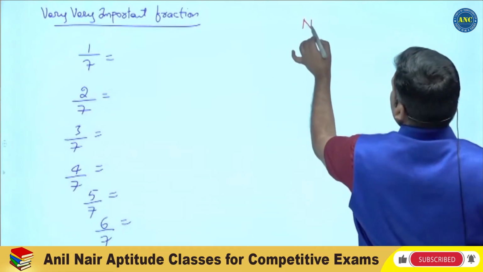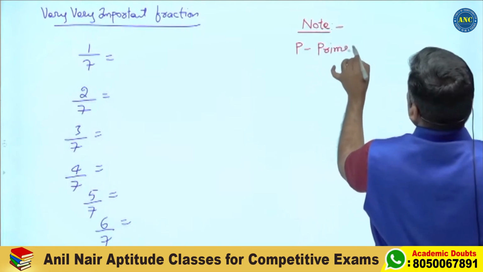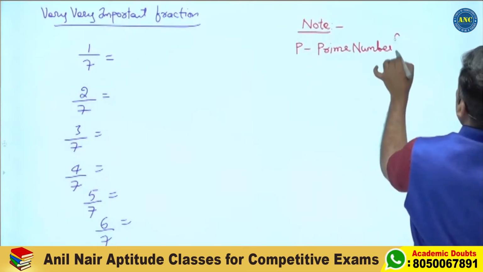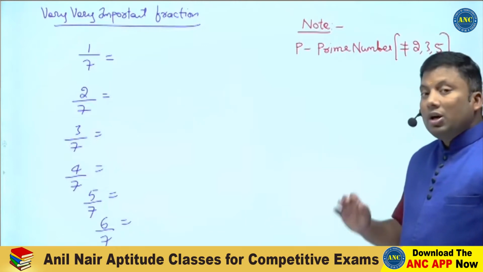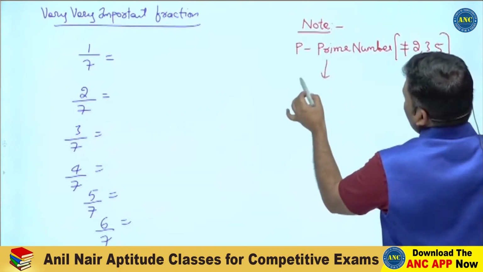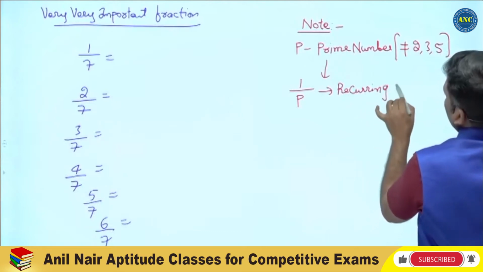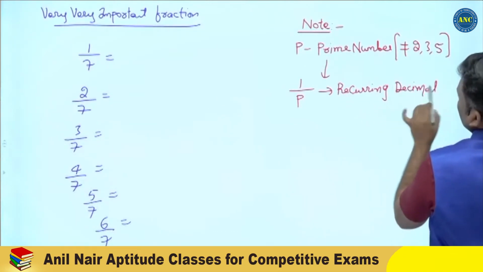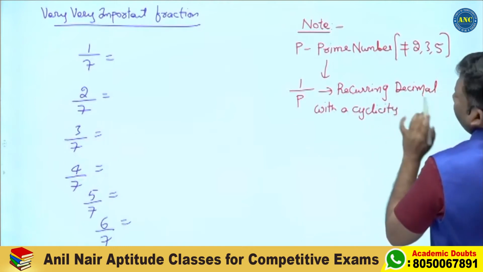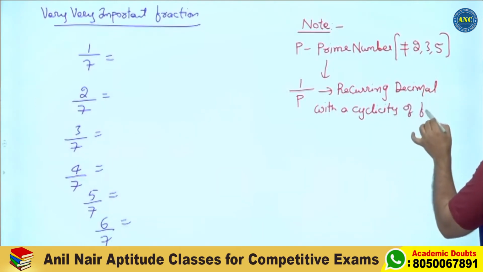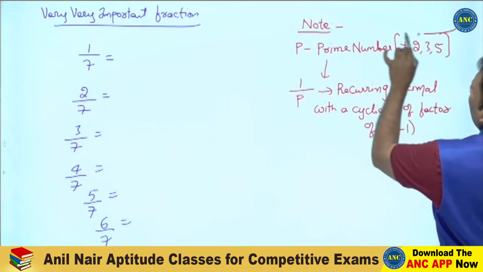Please write down a note. If P is a prime number not equivalent to 2, 3, 5, then 1 by P is a recurring decimal with a cyclicity of factor of P minus 1. Very, very important concept.